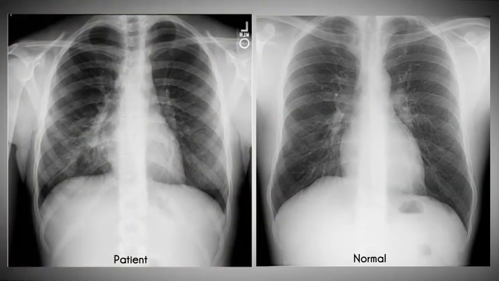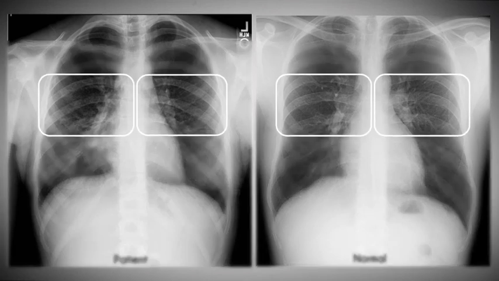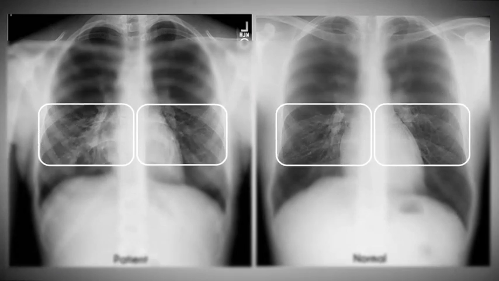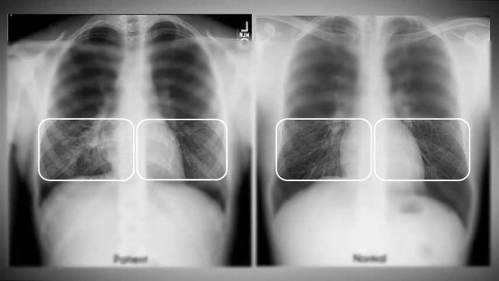For reference is a normal chest X-ray on the right and our patient's radiograph on the left. The images are very different. Scanning the lung fields from top to bottom and from side to side, the lung lobes on the normal radiograph display about the same degree of blackness or the same degree of lucency.